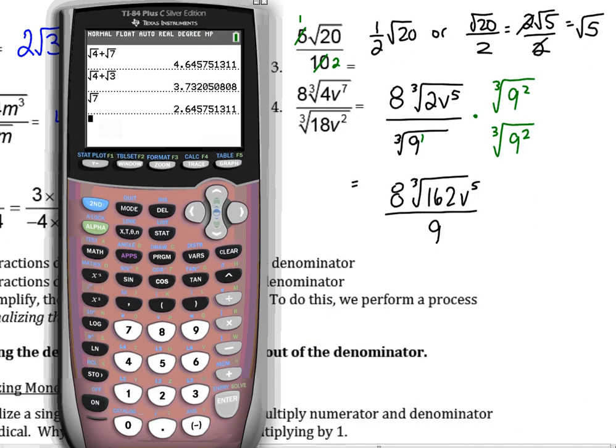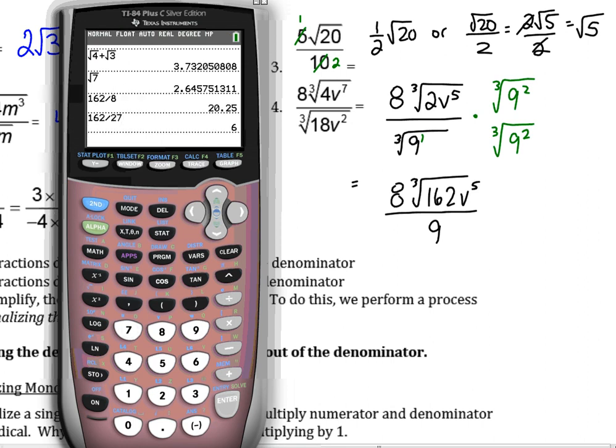Over 8. Nope. 27? I don't think it does. Oh, okay, 27 times 6. Nice. So let's simplify this quickly. Okay, so this becomes 27 times 6, and can we also simplify the v to the 5? Yeah, v cubed times v squared all over 9.